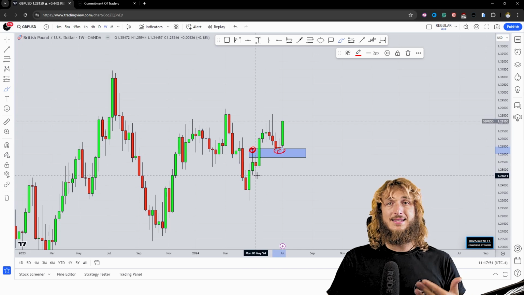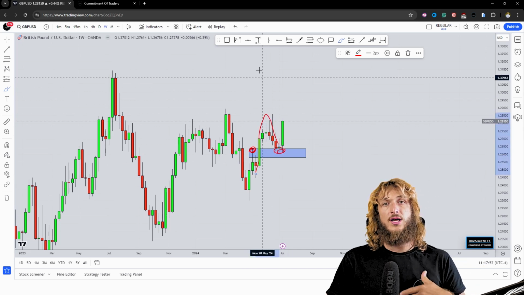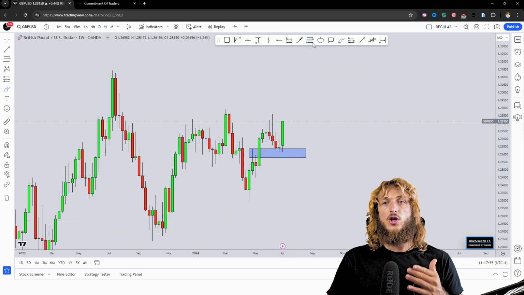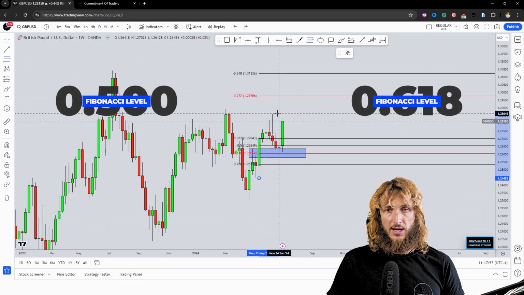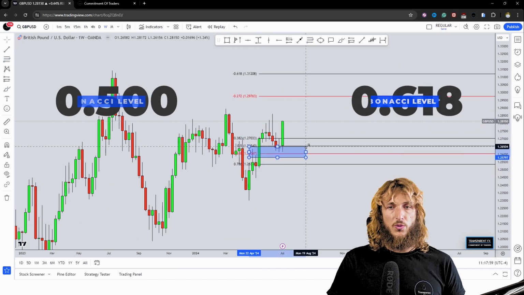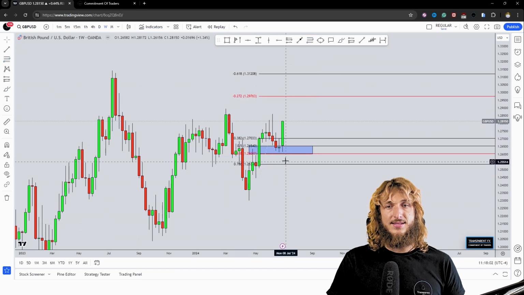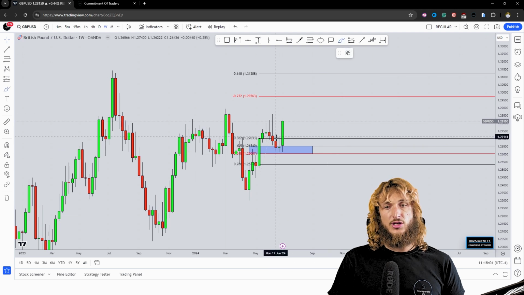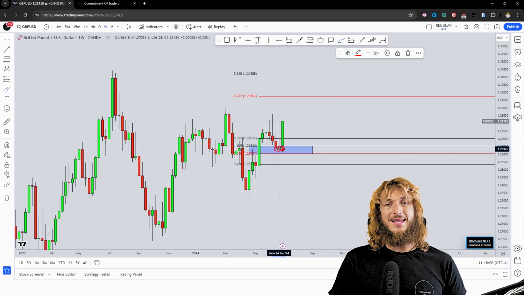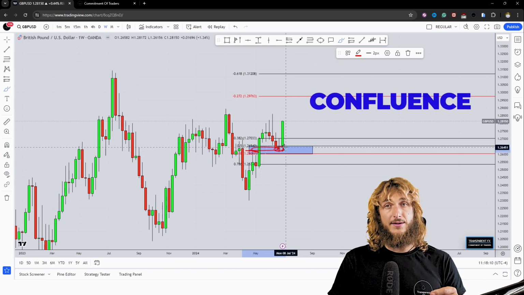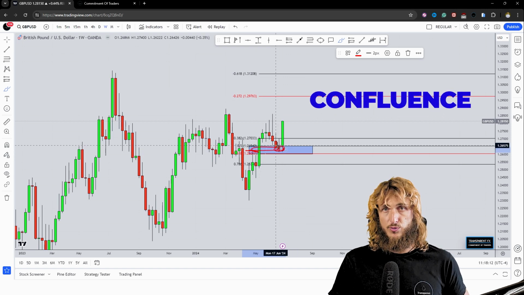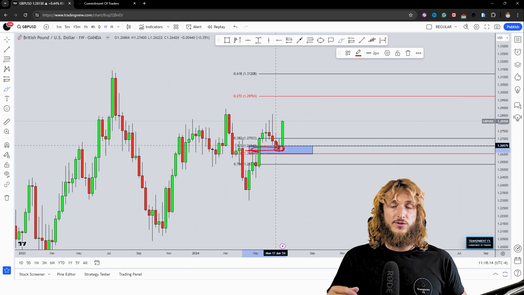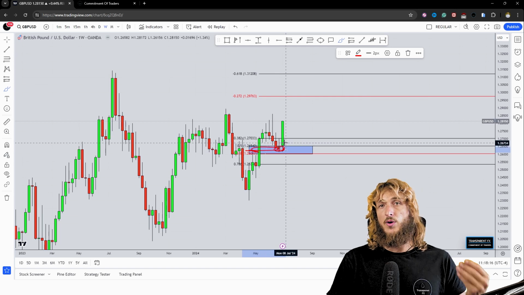And also, since we have an impulse and correction, if we want to measure the correction, we have to take our Fibonacci from the low to the high of the impulse leg. And this will show us how we have a 50% and 0.618 Fibonacci retracement zone, which is aligning up perfectly with the previous resistance turn support, therefore creating a confluence of support because we have multiple layers of support lining up in the same area of price.